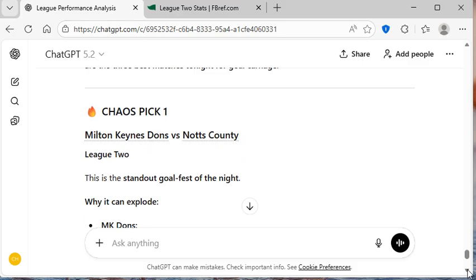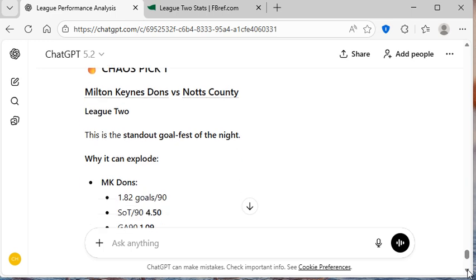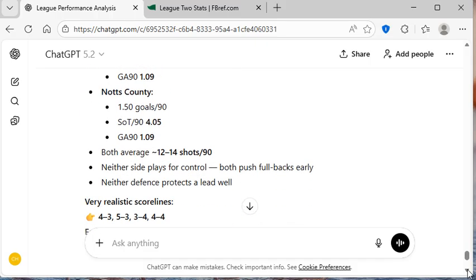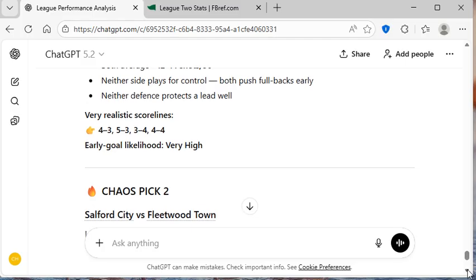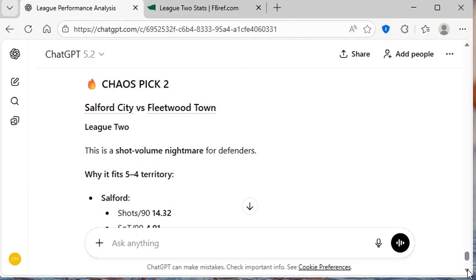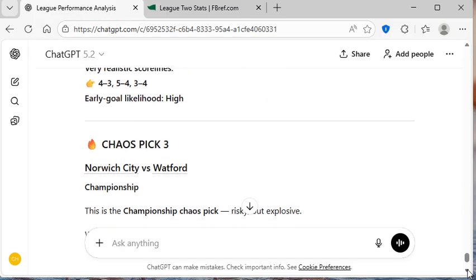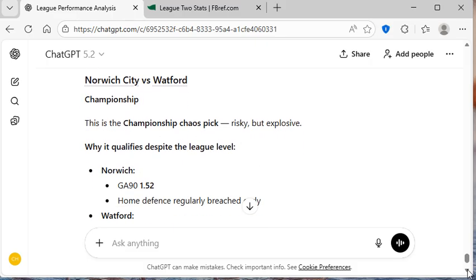Yep. So what I'm going to have here, so I've already picked the treble. These 3 matches, I'm going to have both teams to score treble in the first half. Both teams to score and over 2.5 goals. That's what I'm going to have. So MK Dons versus Notts County. There you go. Salford versus Fleetwood Town. And Norwich versus Watford.